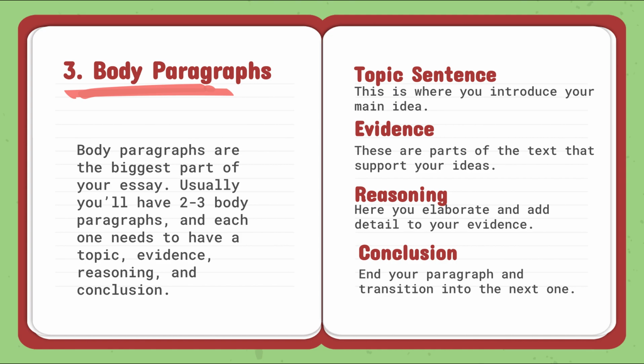Third, we have body paragraphs. So this is the biggest part of your essay. Usually you'll have 2 or 3. Every one needs to have a topic, evidence, reasoning, and conclusion. So your topic sentence is where you introduce your main idea. This is going to be where you basically summarize what the rest of your body paragraph is about. Evidence is where you find just pieces of the text or moments in the story that support your ideas. And your idea is going to be your topic sentence.